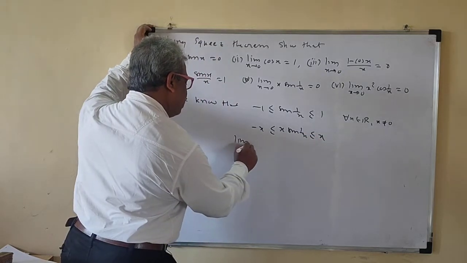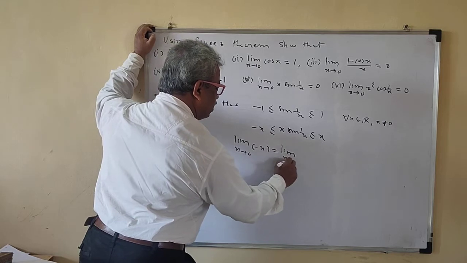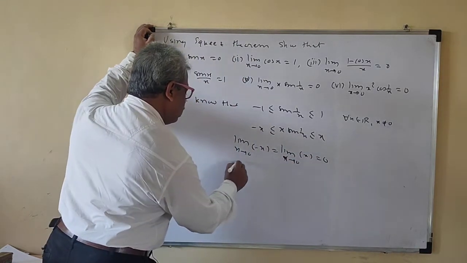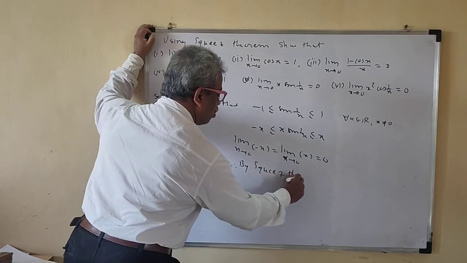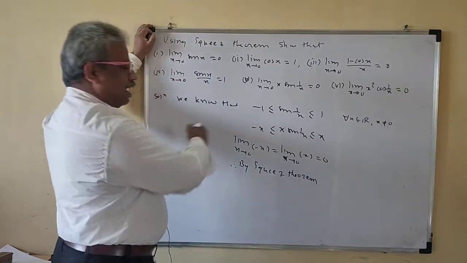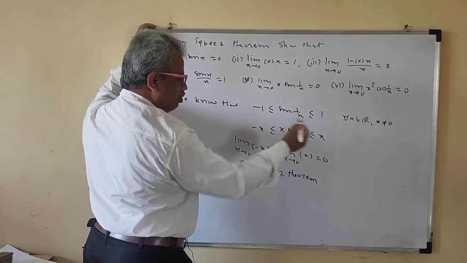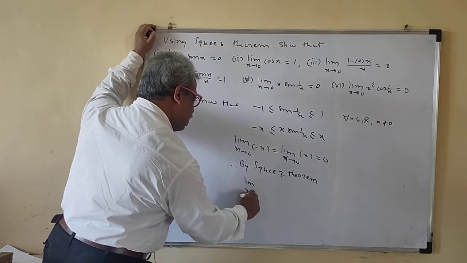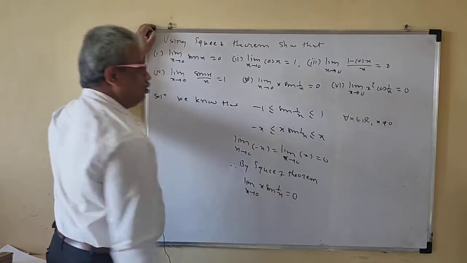Okay, so limit x tends to 0. We'll write limit x tends to 0 of x is equal to 0. Therefore by the squeeze theorem, or directly you can take the limit of minus x, no problem for this one. By the squeeze theorem, limit x tends to 0, x sin 1 by x is equal to 0.